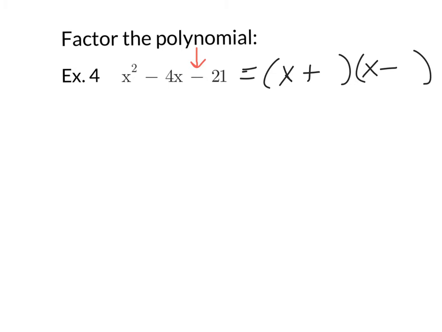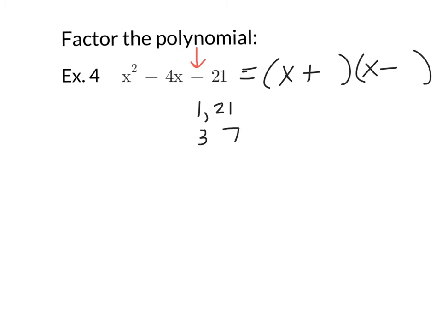So again, there are different methods for this. You might just start making a list. What are some factors of 21? Well, I could think of 1 and 21. Well, if one of those were positive and one were negative, they would not total negative 4. So let's try another pair of factors. How about 3 and 7?